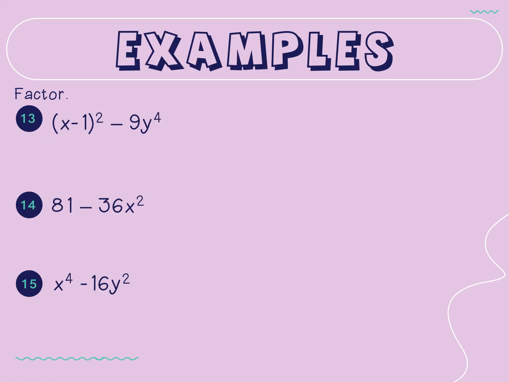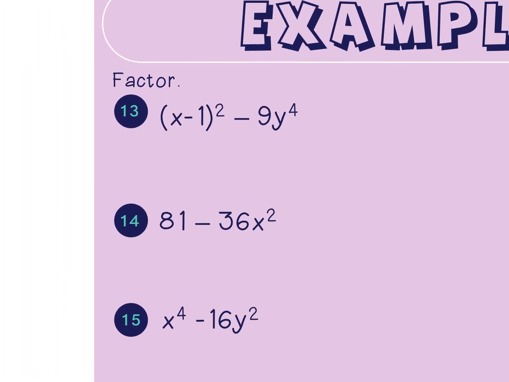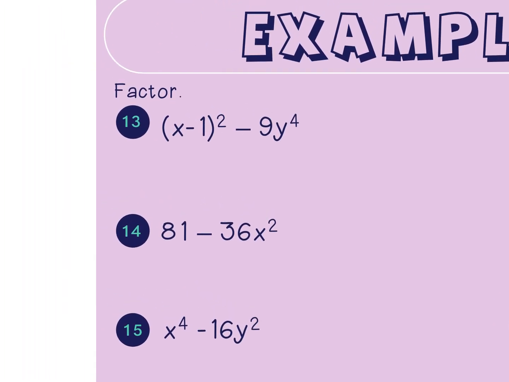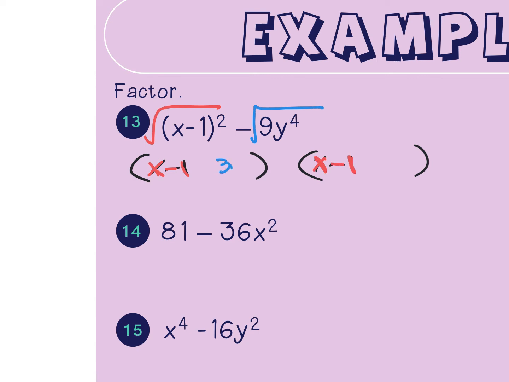Again, always look for a GCF. There is no GCF. So again, same idea here. Difference of two squares. So I'm going to square root. This becomes x minus 1. Square root, let me do it in red. So the square root of the 9y to the 4th becomes 3y squared. And one gets a plus sign, one gets a minus. No like terms to combine, so I'm done.